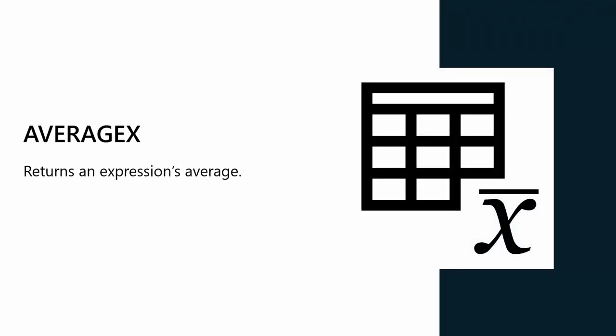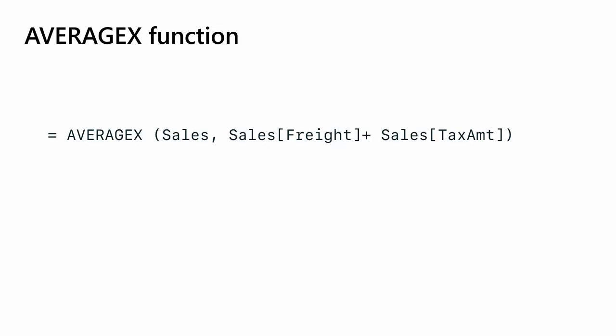Another useful function is average x. The average x function returns the average of an expression evaluated for each row in a table. AdventureWorks can use this function to calculate the collective average for freight and tax. The function calculates the average freight and tax on each order in the sales table. It first sums freight plus tax amount in each row and then averages those sums.